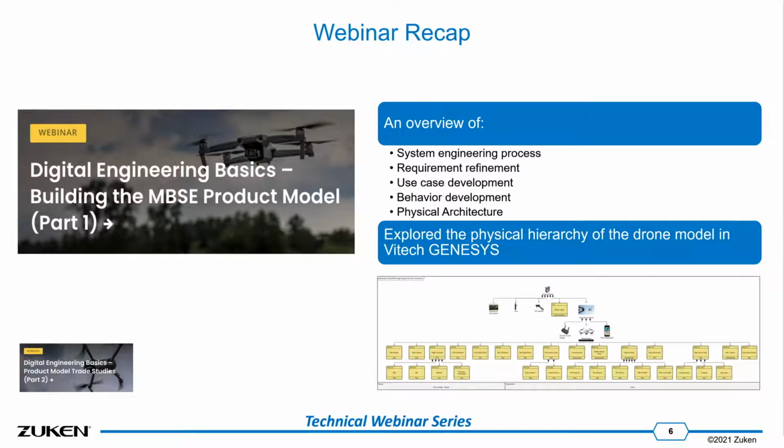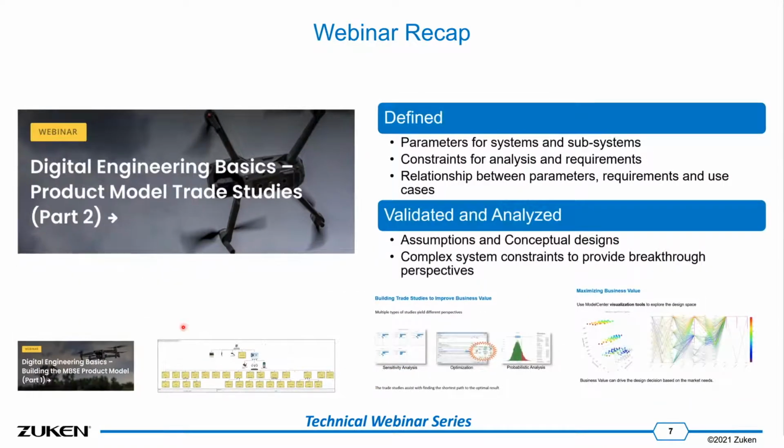And in the second webinar, Steve further refined the system by defining some parameters for systems, subsystems, and components. He also created some constraint definitions describing the relationship between the parameters, and some requirement establishment as well, such as a business value, which was a trade-off between cost, mass, operational time, and video resolution. The system model was then transferred to Alex Luke from Phoenix Integration, to create trade studies and analyze the constraints using the ModelCenter application.